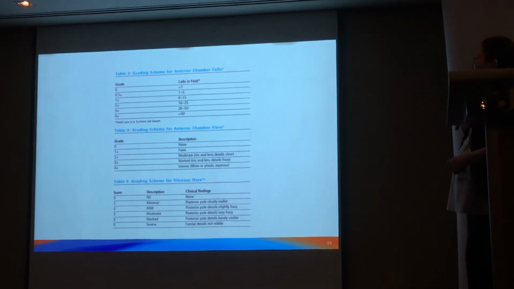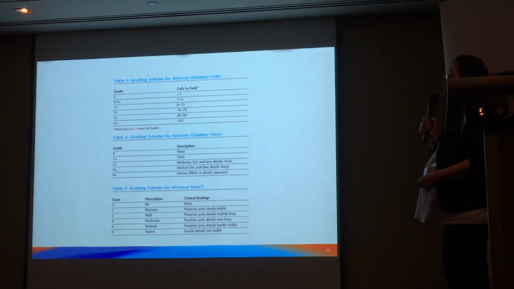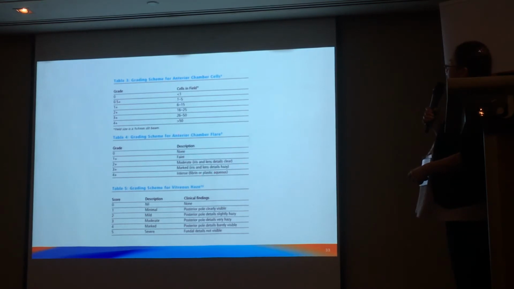This is how you can easily remember, but this is to emphasize that this is all measured with a 1x1 slit beam. And then this is the grading for anterior chamber flare, whether or not the lens or iris details are well seen, and posterior pole details, again used to distinguish between your 0 to 1 grading or mild to severe grading for vitreous haze.